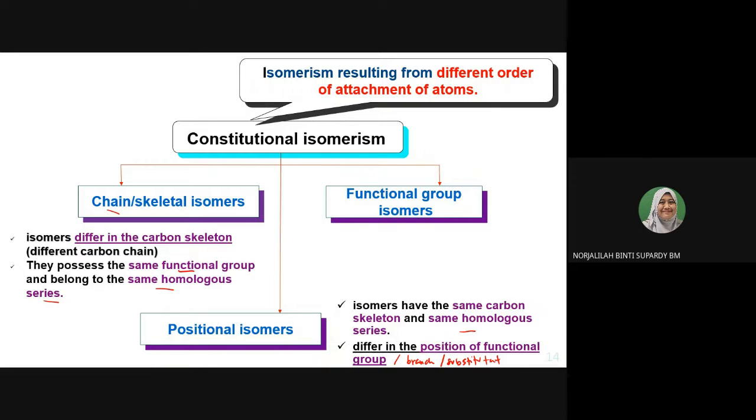Next is the functional group isomers. Functional group isomers will have different functional groups. Different functional group means a different homologous series. Okay, so this is the functional group isomers.